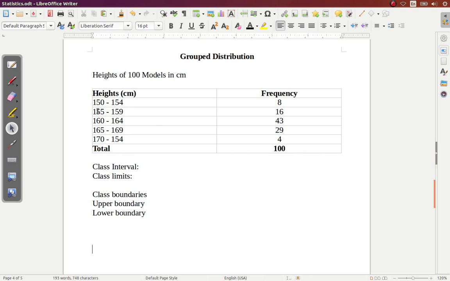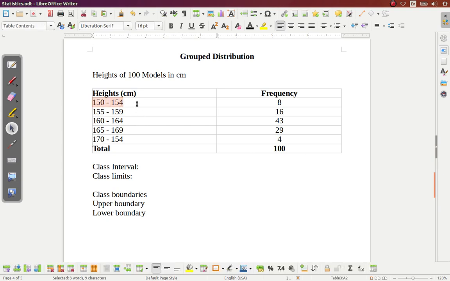Now, each group is also called a class. So you had the 150 to 154, and there were 8 of them in that group, or that class. 155 to 159 centimeters tall, or the height, and there were 16 of them, and so on and so forth, right? Now, what we want to look at are the class interval, the class limits, and the class boundaries, both the lower boundary and the upper boundary.